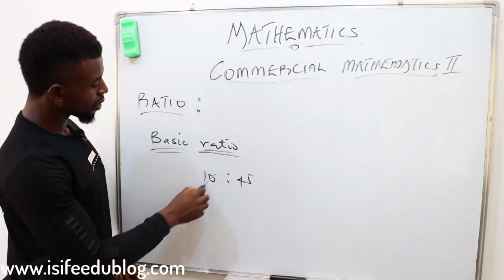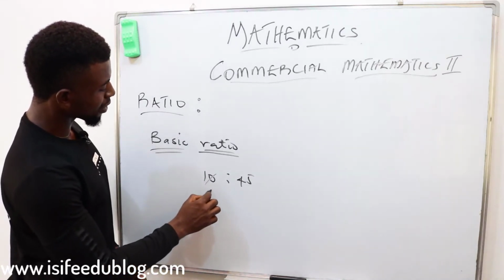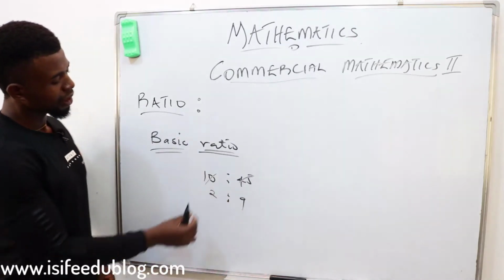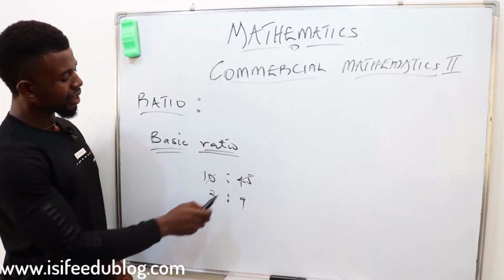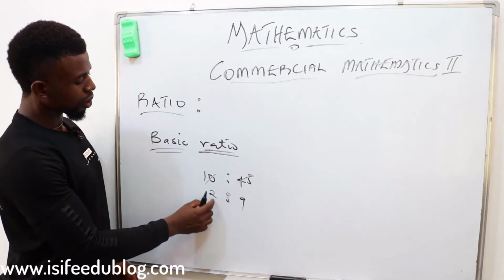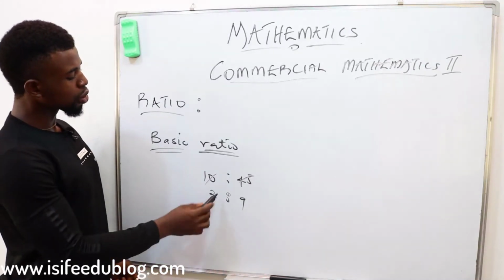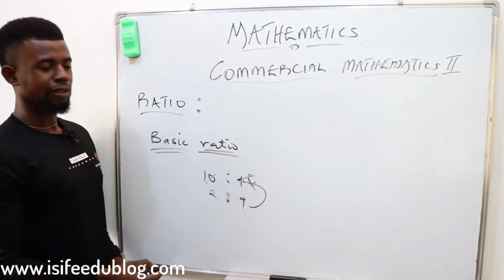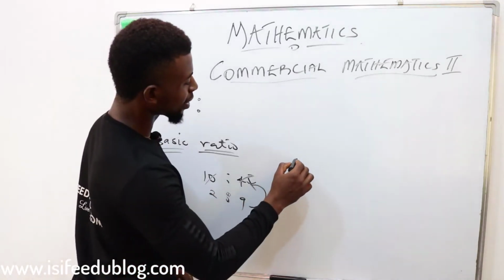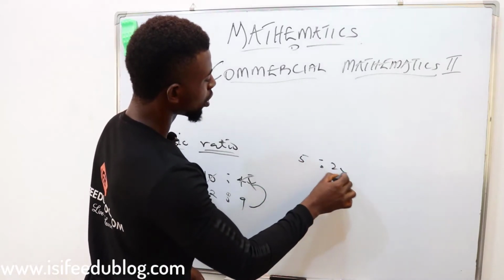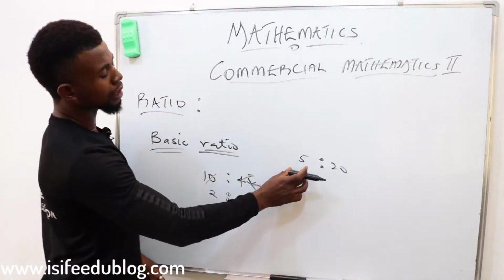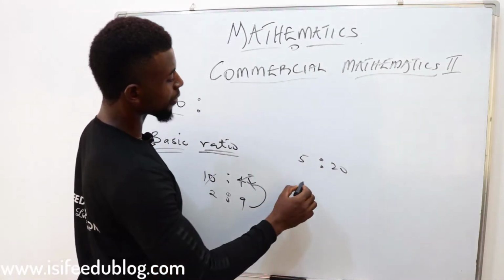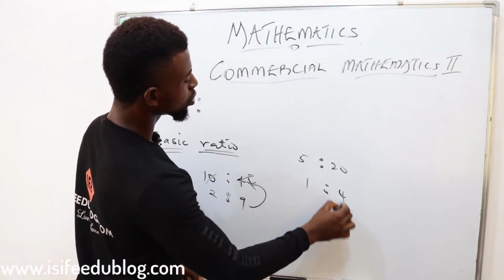So, if I divide 10 by 5, I'll have 2. And if I divide 45 by 5, I'll have 9. Now, look at 2, look at 9. There is no factor common to the two of them. So 2 is to 9 can be termed to be the basic ratio of 10 is to 45. Also, if we have something like 5 is to 20, if you look at 5 and 20, they possess a common factor, which is 5. So if I divide both by 5, I'll have 1 is to 4.